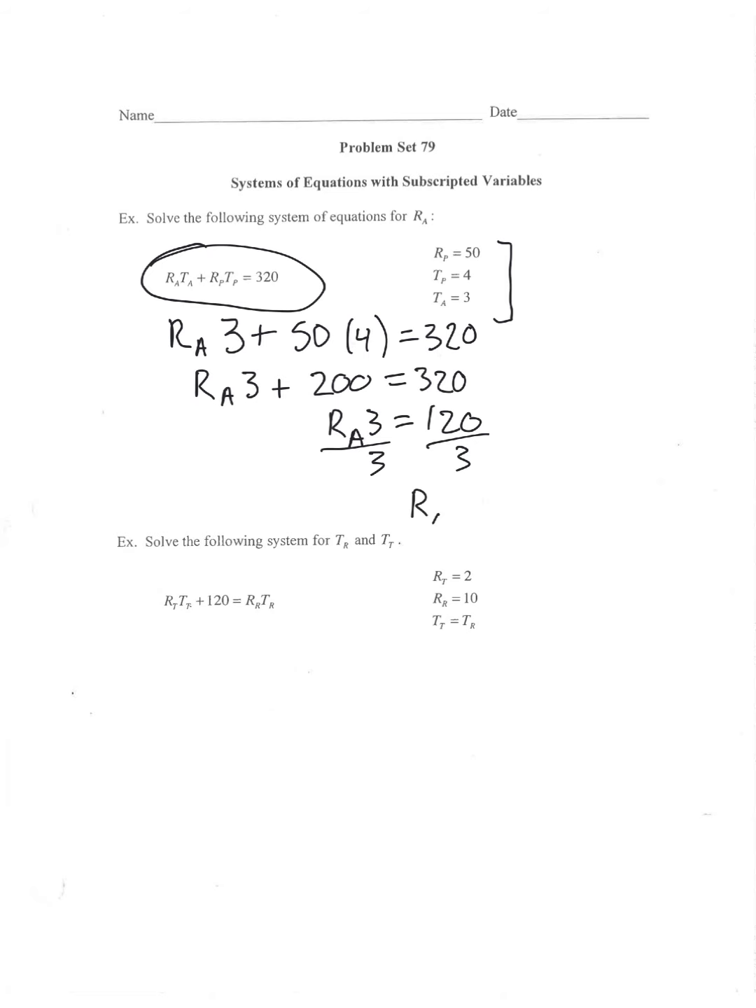And what I got was r sub a is equal to 40. And so now I've just got to check: yes, I have the value of r sub a, and I have the value of the others up here already. So I'm all set.